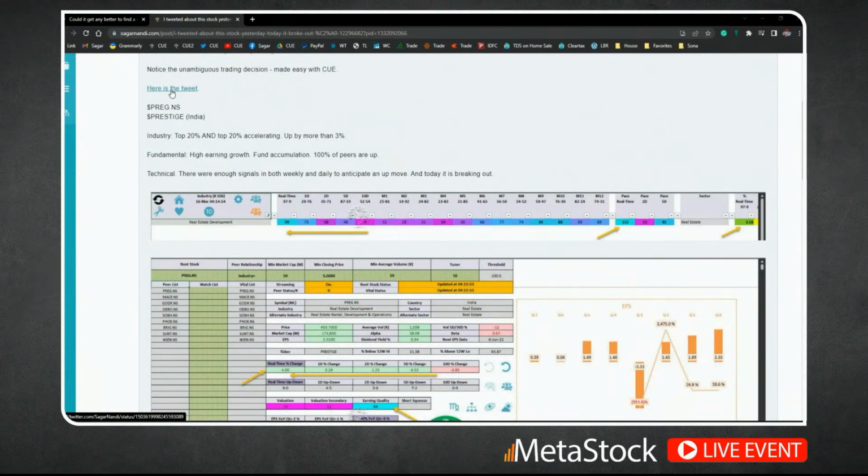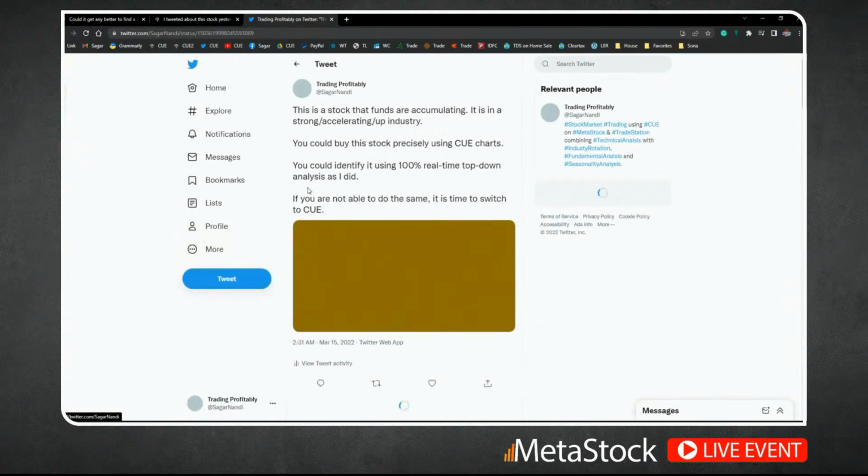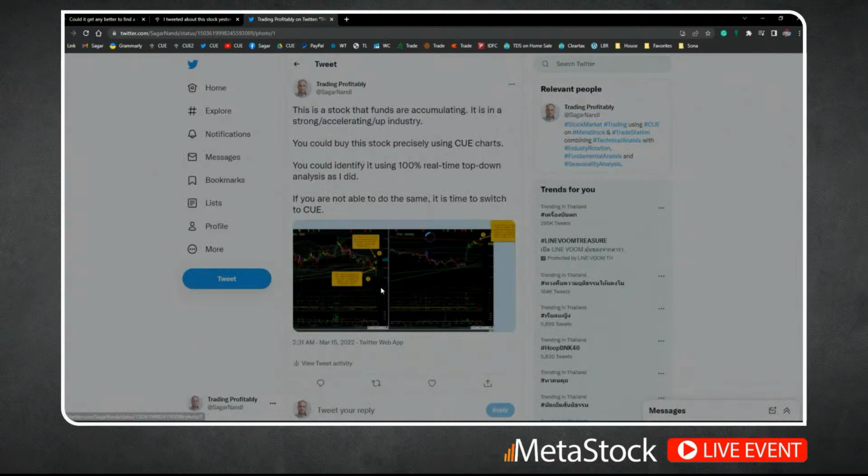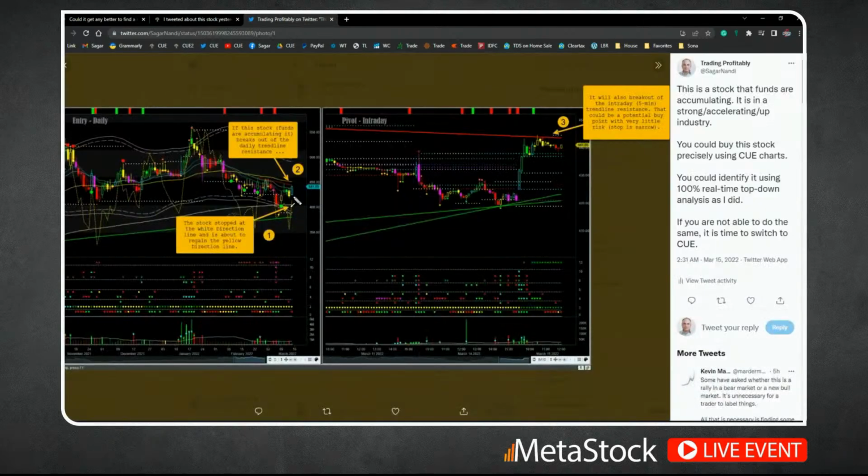And in fact, here is a tweet actually. I tweeted about it probably 1 day ago. Let's look at the tweet. Sometimes I tweet about it first. 15th March, so 1 more day ago. When I tweeted about it, it was about to break out of this trend line resistance.